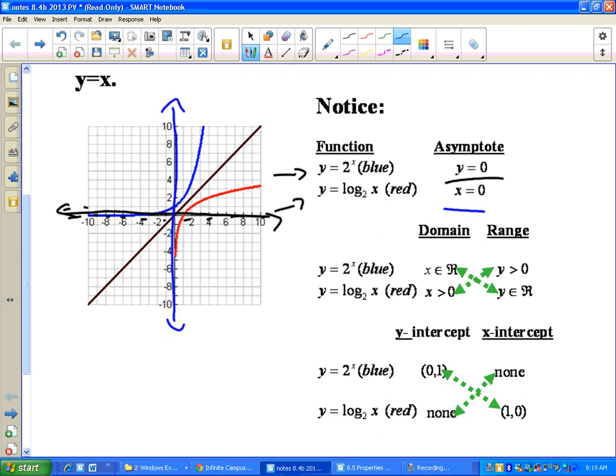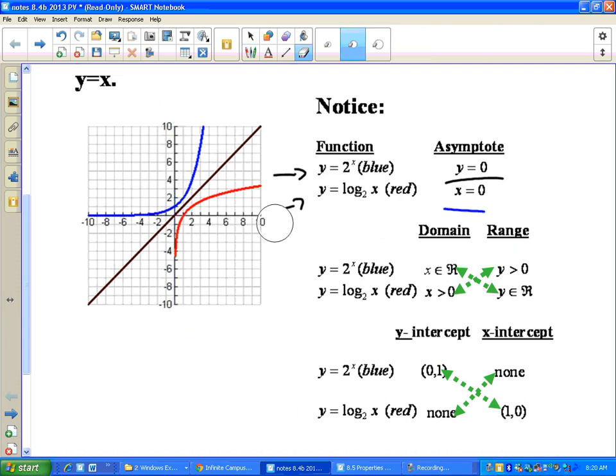What kind of asymptote is that? Sam, what kind of line is that? Thank you. It's a vertical line. So when we talked about exponential, I had a horizontal asymptote. Talking about logarithmic, I'm going to have a vertical asymptote. Okay? What else do I have that are opposites here?